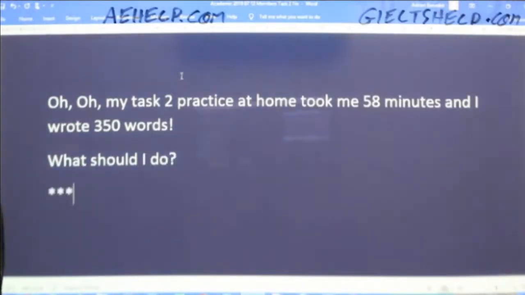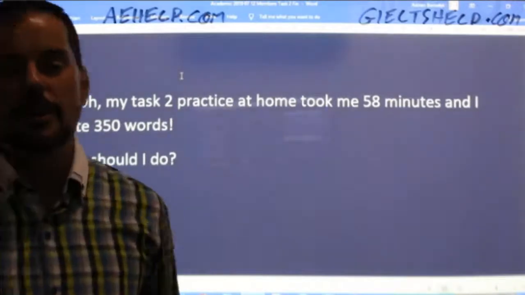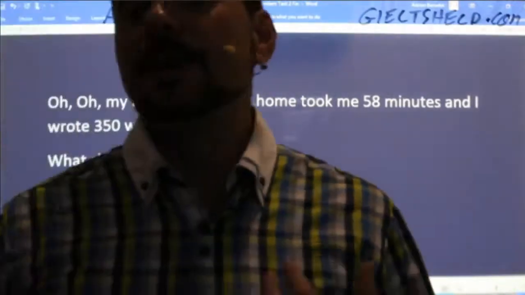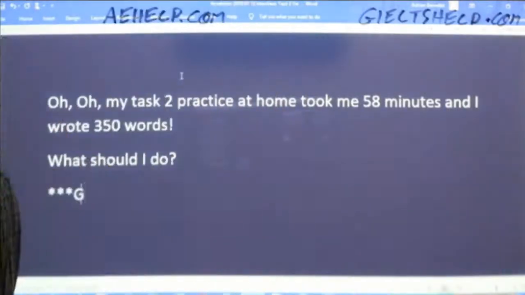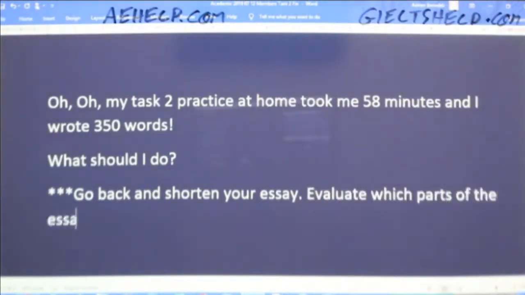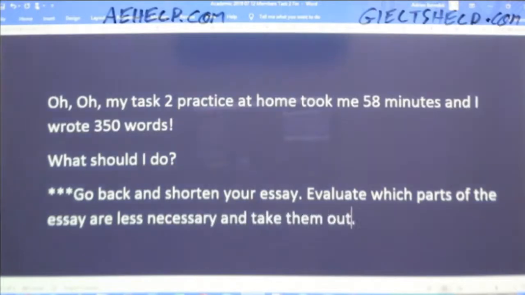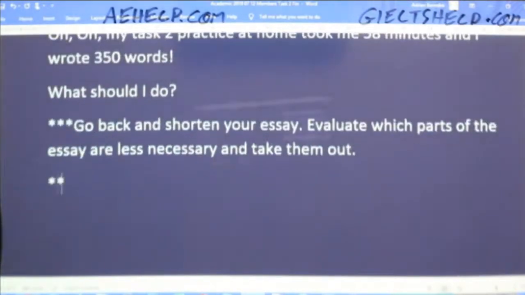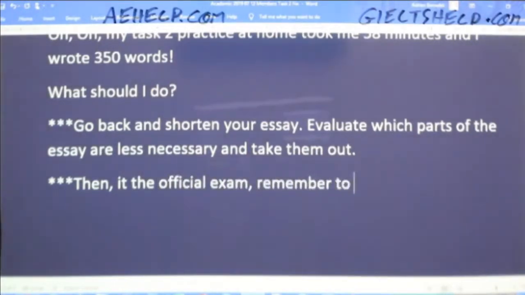Okay, this is what you should practice at home. So if you're going overboard and you're taking too much time and you're writing too many words, don't panic. Go back and shorten your essay. See or evaluate which parts of the essay are less necessary and take them out. Then, in the official exam, remember to do this and not go overboard.